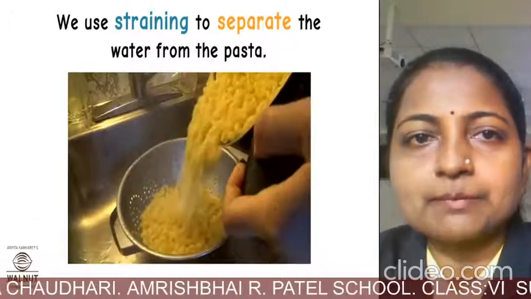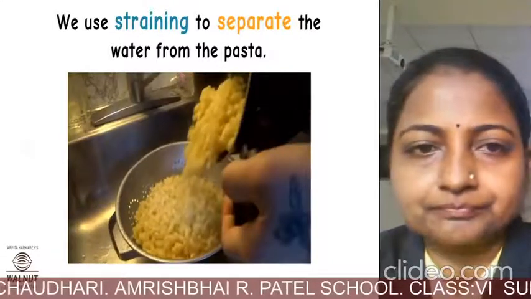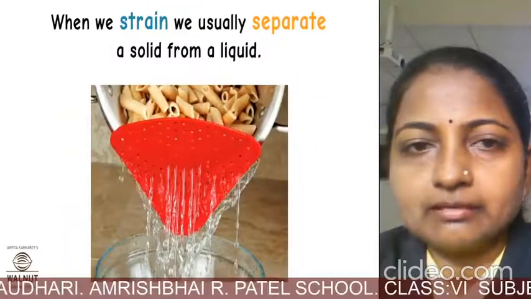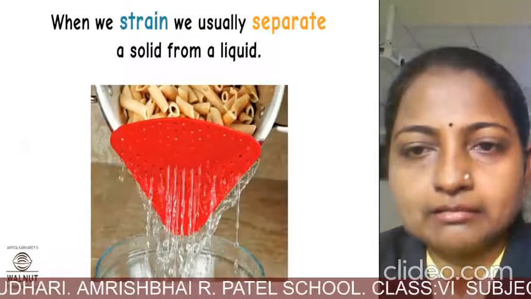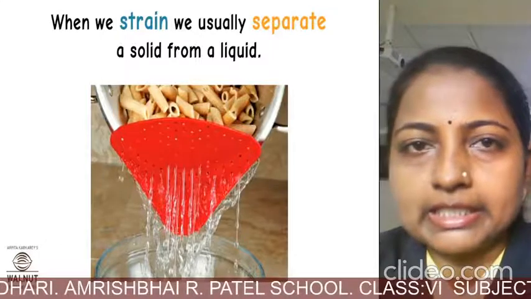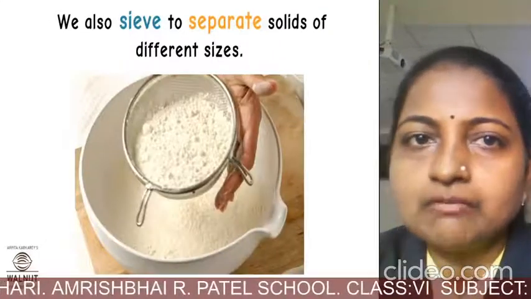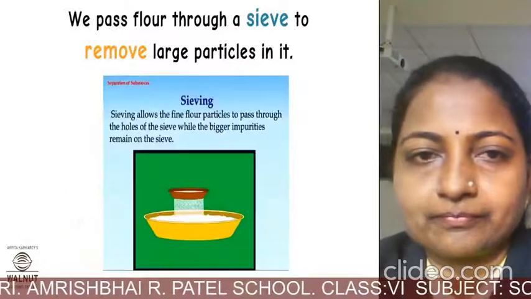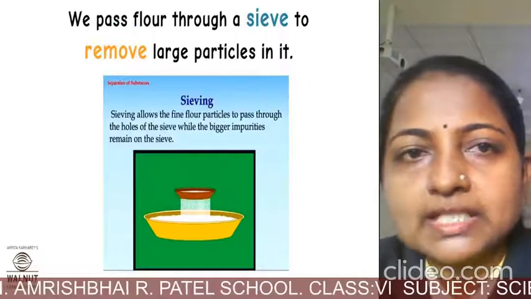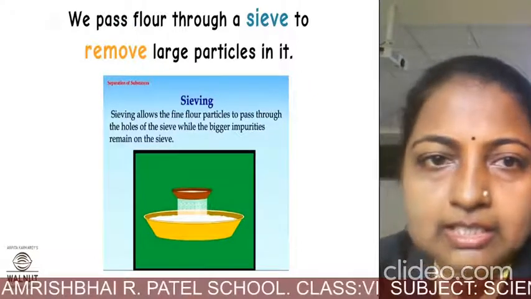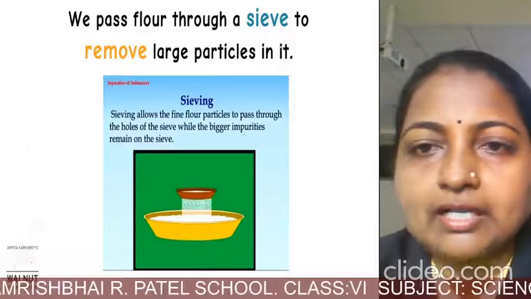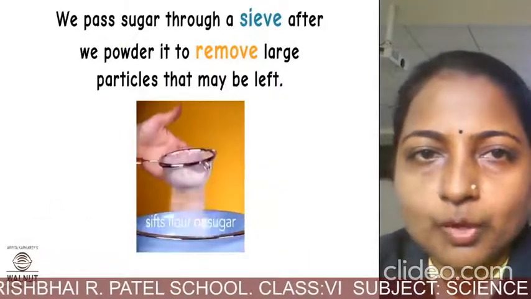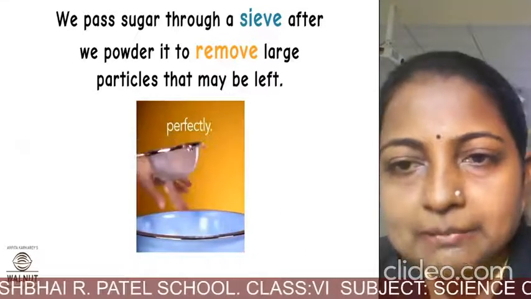We use straining to separate water from the pasta so that excess water we can drain with the help of that colander and pasta remains in the container. So this is also straining method. We also sieve to separate solids of different sizes. We pass flour through a sieve to remove large particles in it. The bigger impurities remain in the sieve. We pass sugar through a sieve after we powder it to remove large particles that may be left.